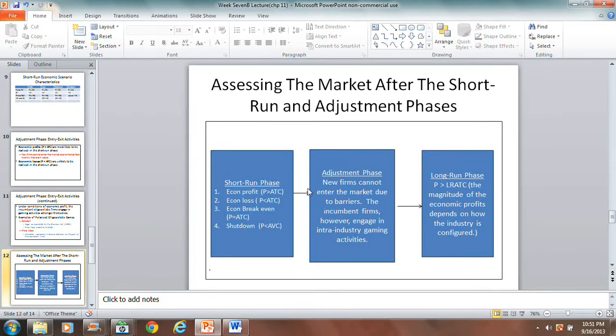Alright, so coming out of the adjustment phase, at some point the firms come to their senses and say, hey, we had economic profits in the short run, why not just hold our ground and continue to make economic profits going into the long run? Alright, so we expect some rationality to emerge for these firms. In the long run, we expect price to be greater than average total cost, which means the firms will make economic profit. Now the issue is, how big will the profits be?